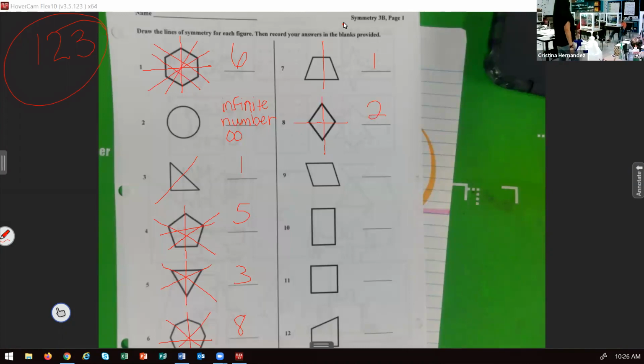Two lines of symmetry. Oh, I hope I'm recording. Yep, we're recording. You weren't recording? No, we are recording.